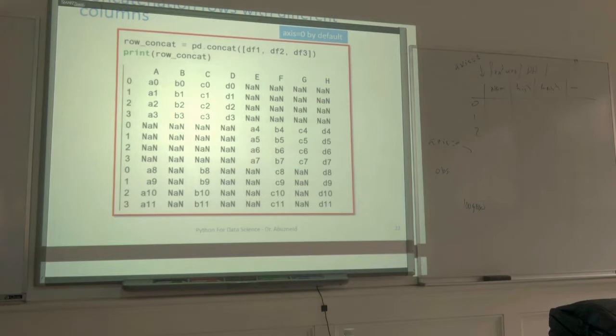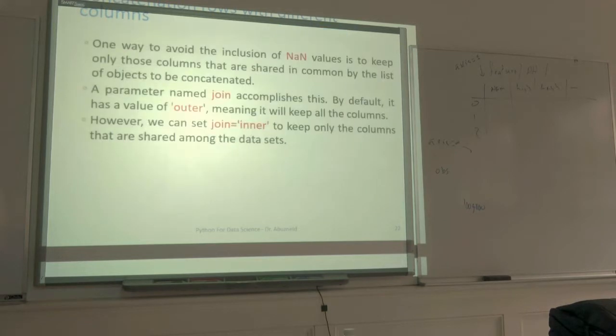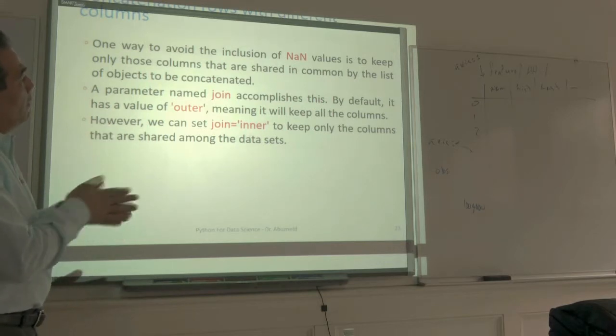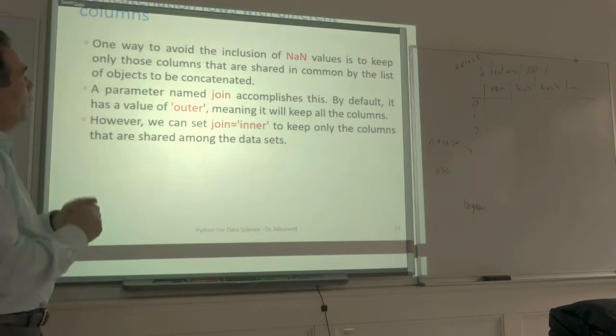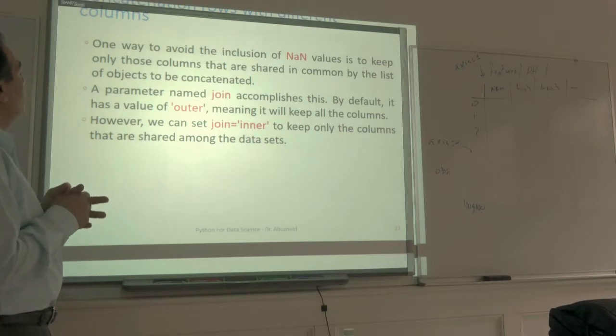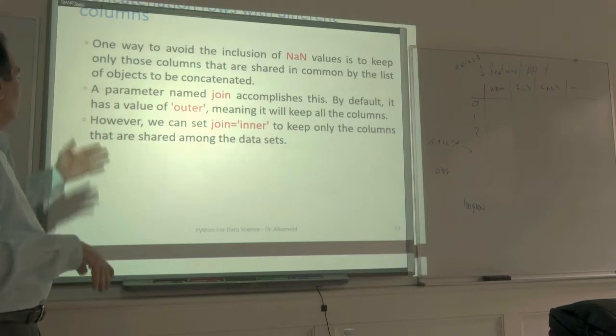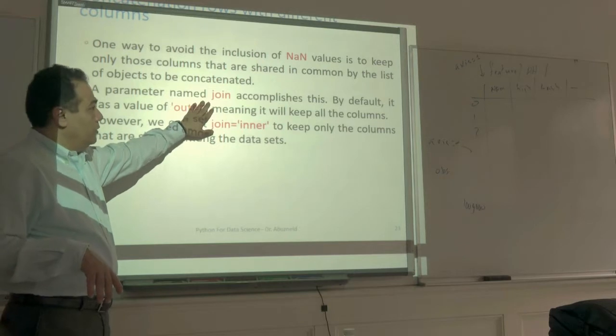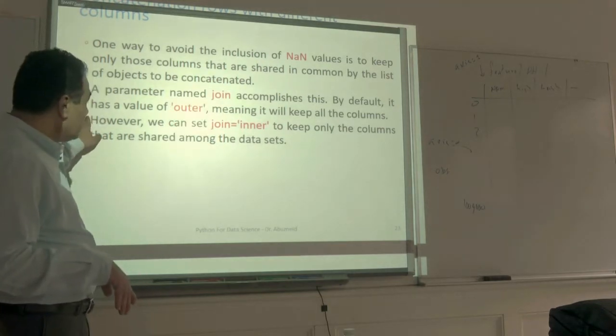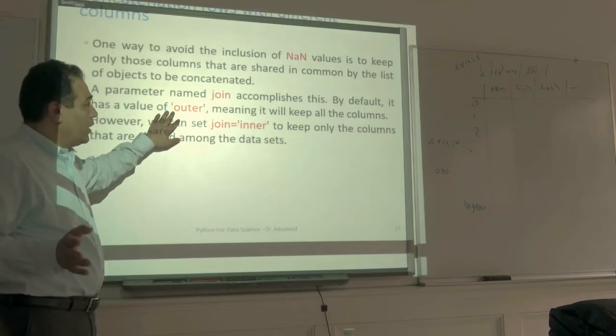Yes? So make sure you understand something you talked about before. So if we use ignore index, then that would be 0 to... No, index will be 0 to 12. Whatever it is. Yes. So concatenation rows with different columns. One way to avoid the inclusion of non-values is to keep only those columns that are shared in common by the list of objects to be concatenated. So the parameter name join, you could add join, accomplishes this. By default, it has outer value. That means include everything. Okay?